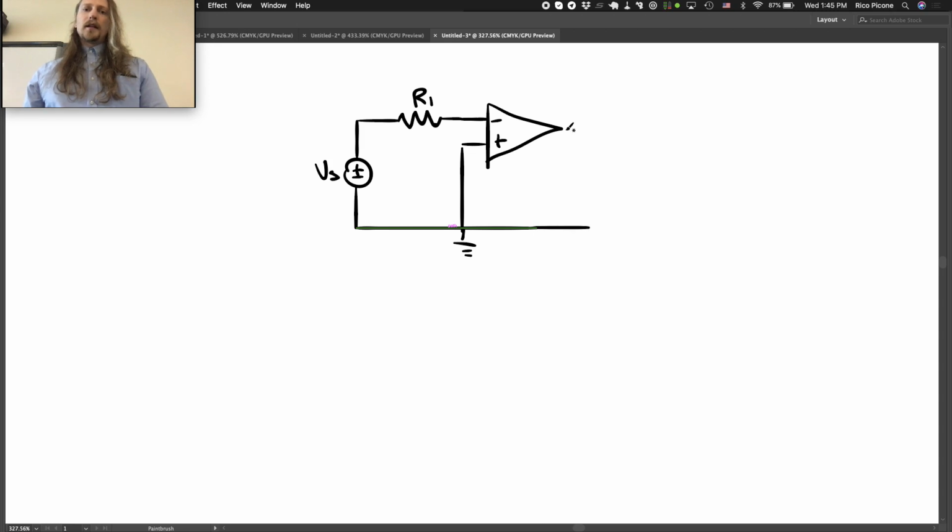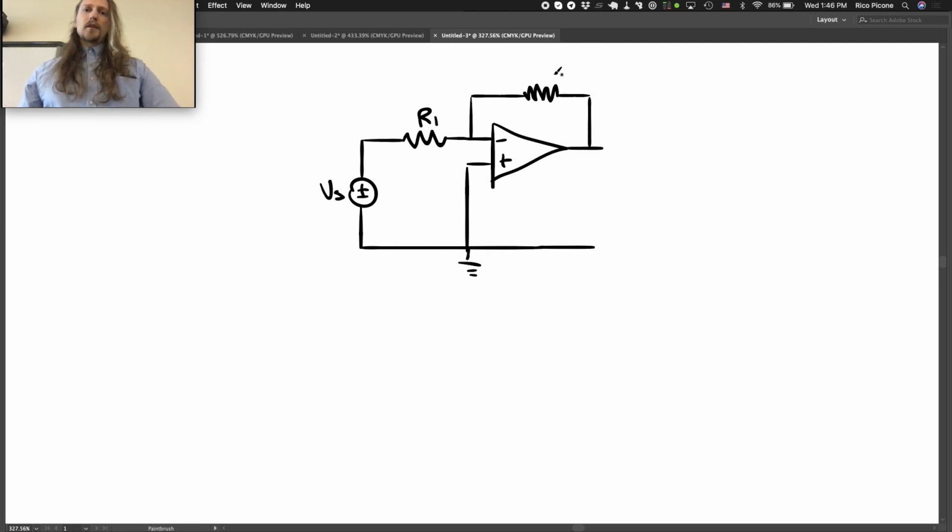And then on the output, we feed back. We'll put a resistor in the feedback path. Put R2 in the feedback path, and we'll connect it to this inverting input. So there's our R2. So we're working with a negative feedback op-amp circuit. We want to know what the output voltage is going to be. Okay?